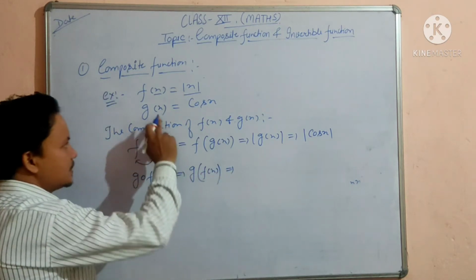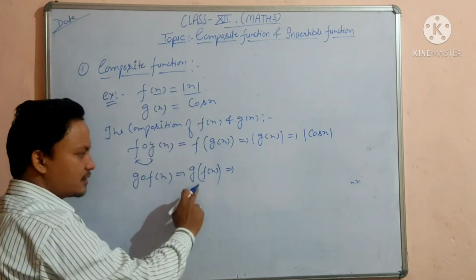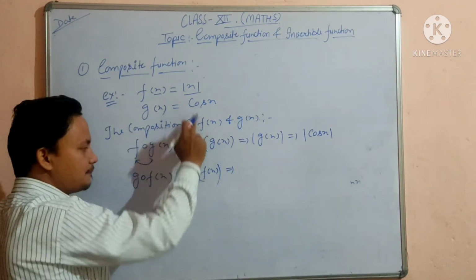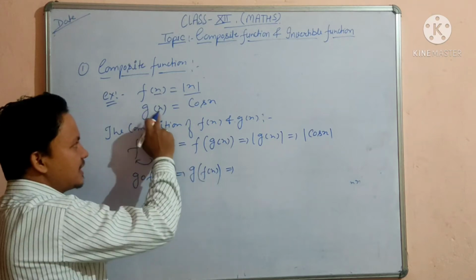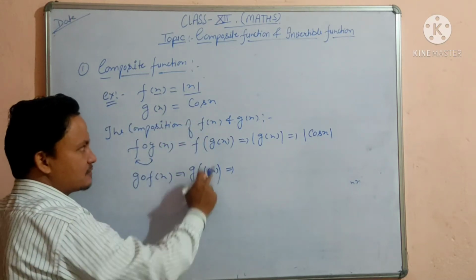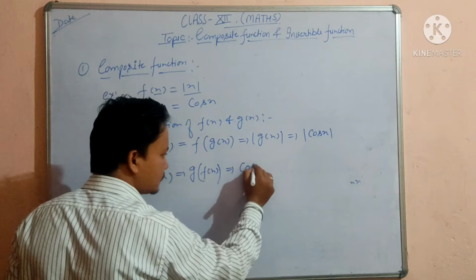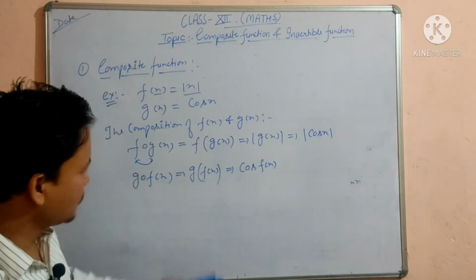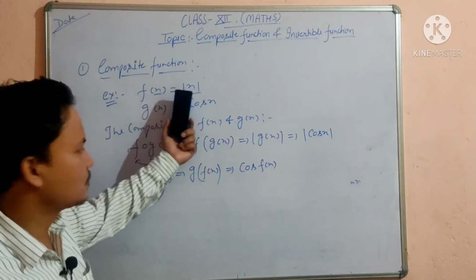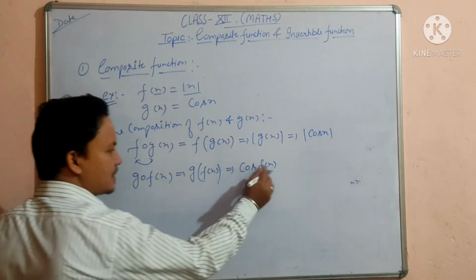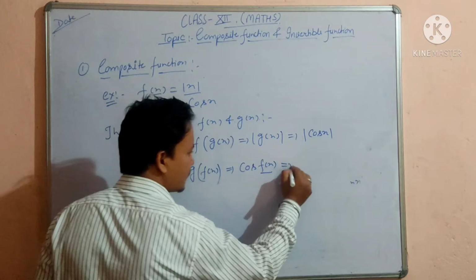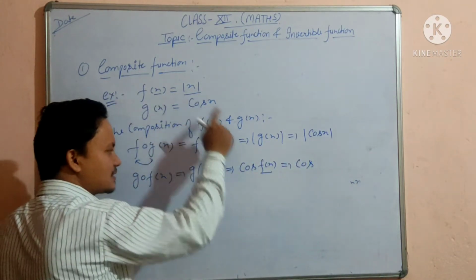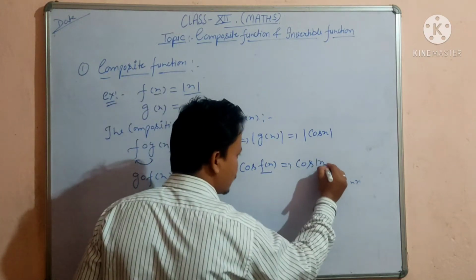Now see students, g of x is cos x, then what will be the value of g of fx? How will we find it? Replacing x here by fx. So gx is equal to cos x, then g of fx will be cos fx. Now see, what is the value of fx? Fx is equal to modulus of x. So replace the value of fx here. We get cos mod of x.